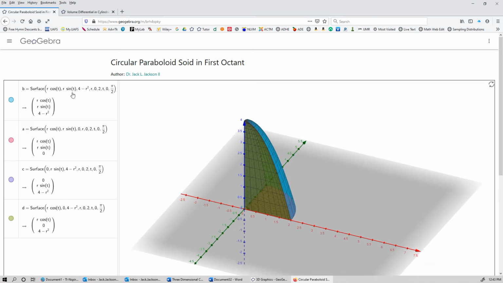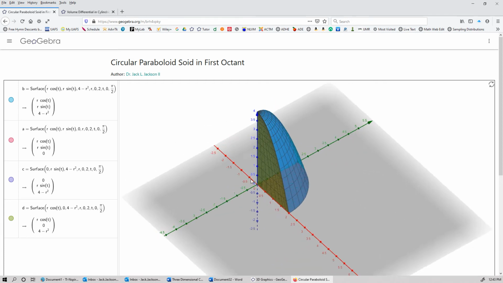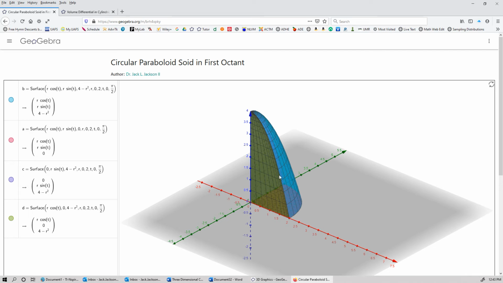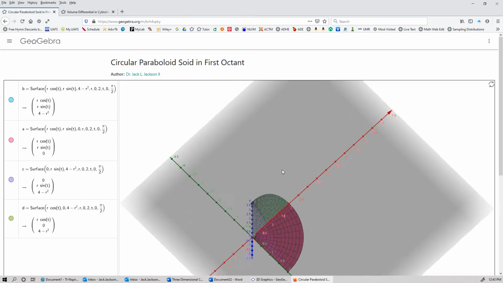And then that's the surface. That's the blue surface here at the top. This blue piece. Now I wanted to also be able to graph the other surfaces here. So here I'll let x be r cosine of t, y be r sine of t, but z be 0. So that's going to be down in the xy plane. Again, I'll let r run from 0 to 2 and t run from 0 to pi over 2. And that's this red surface here, which is the base of this thing.